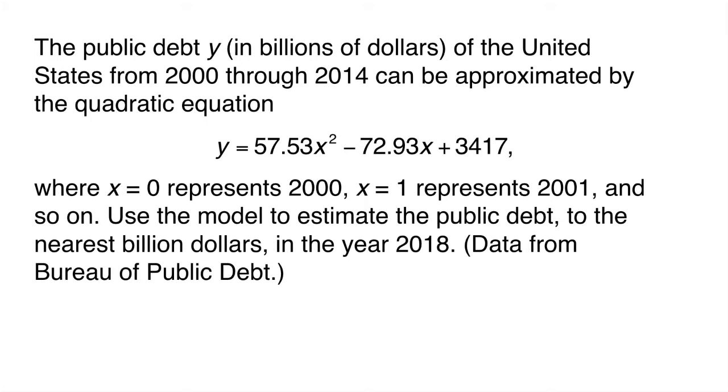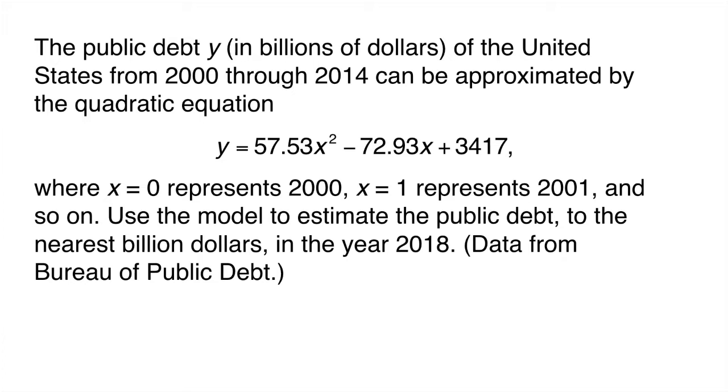The public debt y in billions of dollars of the United States from 2000 through 2014 can be approximated by the quadratic equation y equals 57.53x squared minus 72.93x plus 3,417, where x equals 0 represents 2000, x equals 1 represents 2001, and so on. Use the model to estimate the public debt to the nearest $1 billion in the year 2018.